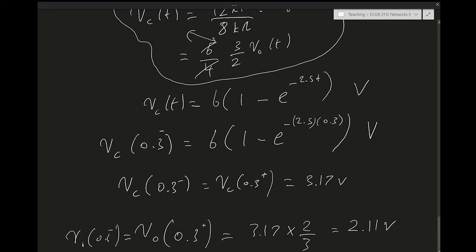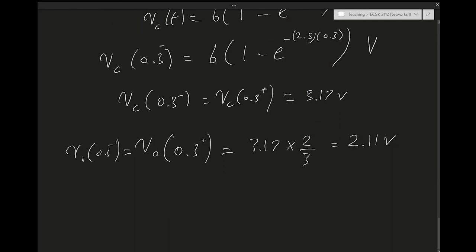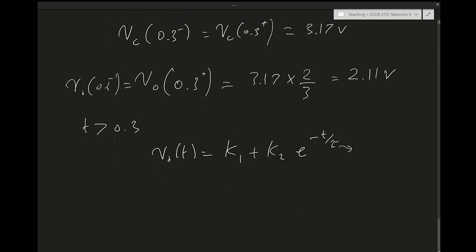Okay, so after the second transient, for t larger than 0.3, again we have a first order situation, so VOT again is going to be some new K1 plus K2 e to the minus t over tau. Tau is going to remain the same. Well, is tau going to be the same? What happens after t larger than 3? The voltage goes to 0, right? But we still have the same resistors from the perspective of the capacitor. So tau will remain the same, which is 0.4 seconds.